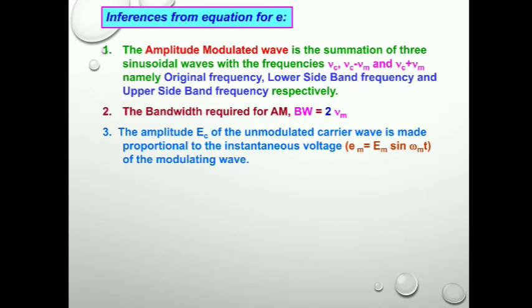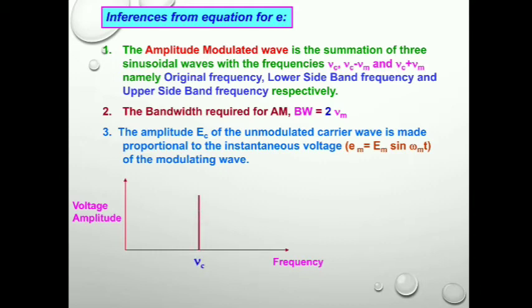And see the next one: the amplitude EC of the unmodulated carrier wave is made proportional to the instantaneous voltage of the modulating wave. Which wave? Modulating wave. See this, EM is equal to EM sin omega t. It is the equation for the modulating wave, right? Okay, now this is frequency, this is amplitude. So x-axis frequency, y-axis amplitude.